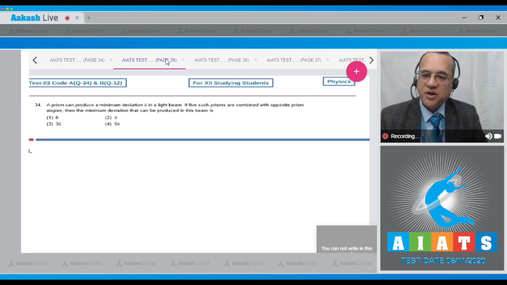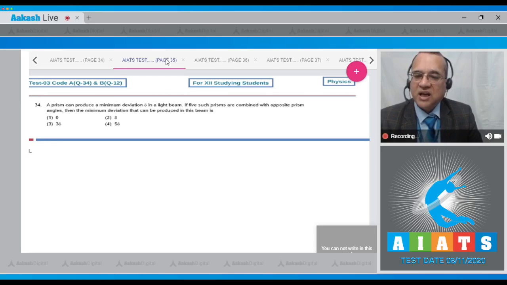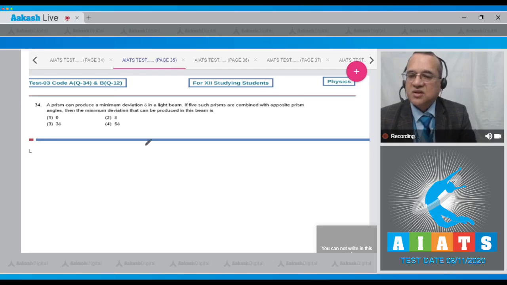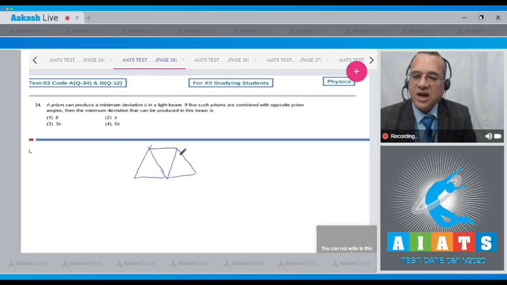A prism can produce a minimum deviation in a light beam. If 5 such prisms are combined with opposite prism angles, then what is the minimum deviation that can be produced in this beam? Now dear students, there are 5 identical prisms like this, one, and the second one is reversed like this, then third, then fourth and fifth.